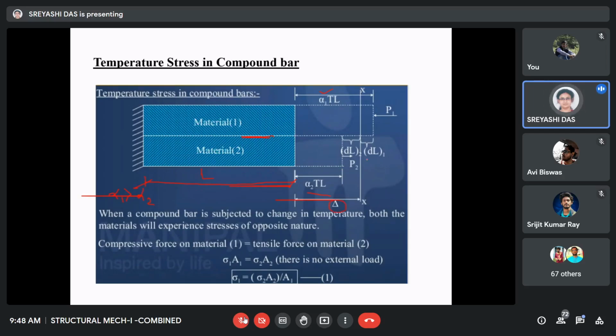So its net elongation will be like this. Suppose it will elongate up to delta, which will be more than alpha 2 TL and less than alpha 1 TL. So there is a bit of compromise. The net deformation will be greater than alpha 2 TL but less than alpha 1 TL. From the figure you can see that this length is delta. So the net elongation is delta.